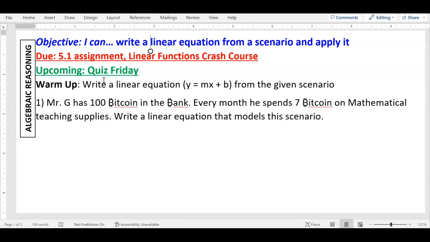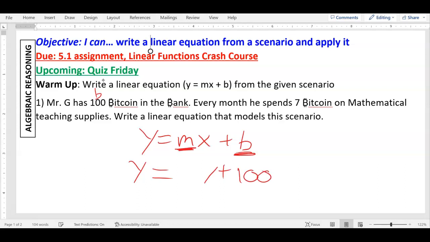Remember, we've been talking about putting a word problem into y equals mx plus b. m is the changing amount, b is the beginning. So what's my beginning value? What do I start with? If I have 100 Bitcoin in the bank, that's what I start with. That's my beginning, right? So this is my b. So y equals, this is going to be 100. I'm going to have an x.